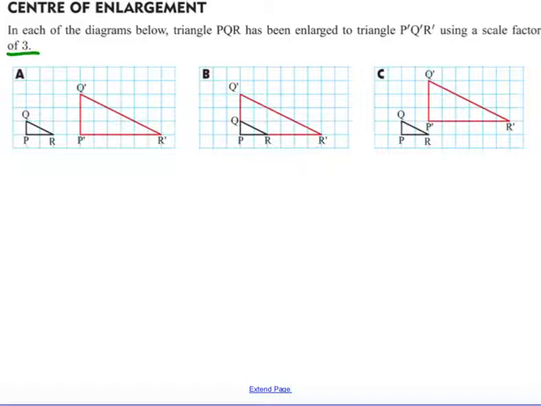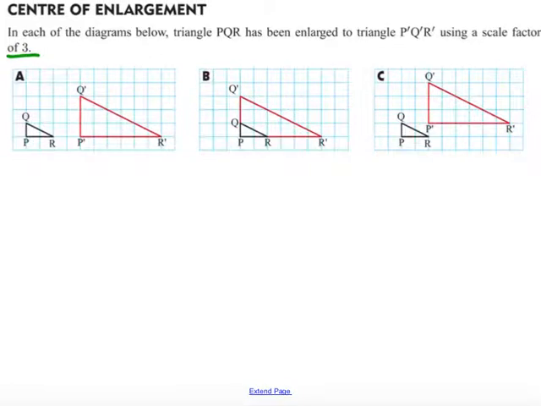To find our center of enlargement, what you want to do is draw a ray starting at your image and going through the corresponding point. So from Q prime to Q, and keep that ray going as long as it will go. Then you do P prime to P, and R prime to R, and keep those rays going. And where those lines intersect will identify your center of enlargement.